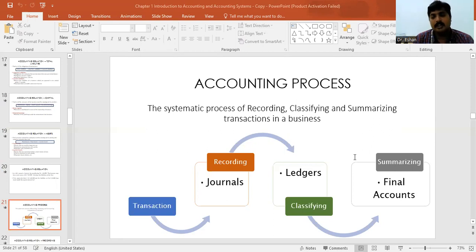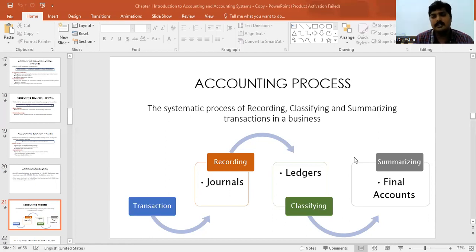Then you have to do the ledger. Ledger means it's the second book of the accounting where you have to make a separate account for each and every person. It may be a personal account, a real account, or a nominal account. Whoever is there in the transaction or in the journal, you have to make a separate ledger or separate book or separate account for them.